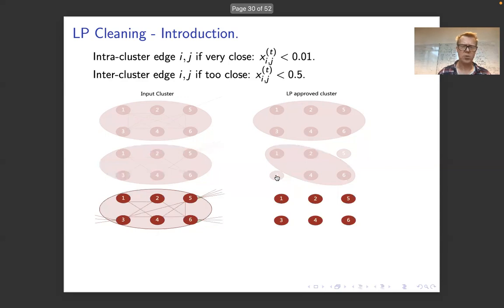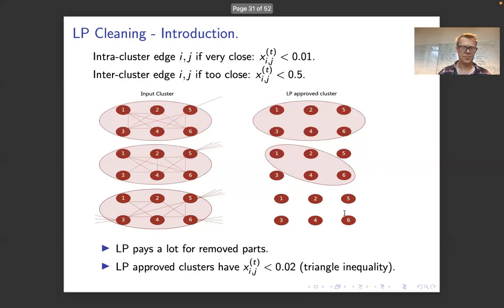And then we may have a case with so much trouble, because there are so many species that are ill-behaved, that we give up the whole cluster. But in that case, the LP will also have paid a cost that's basically quadratic in the size of the cluster. So as I said, with this cleaning, the LP is paying a lot for the removed parts. Another interesting aspect is that if something resides inside the cluster, then it will be at a distance of at most 0.02, because even if 1 and 6 are not directly too close to each other, there will be some species that they're both very close to, and this gets the distance of 0.02.